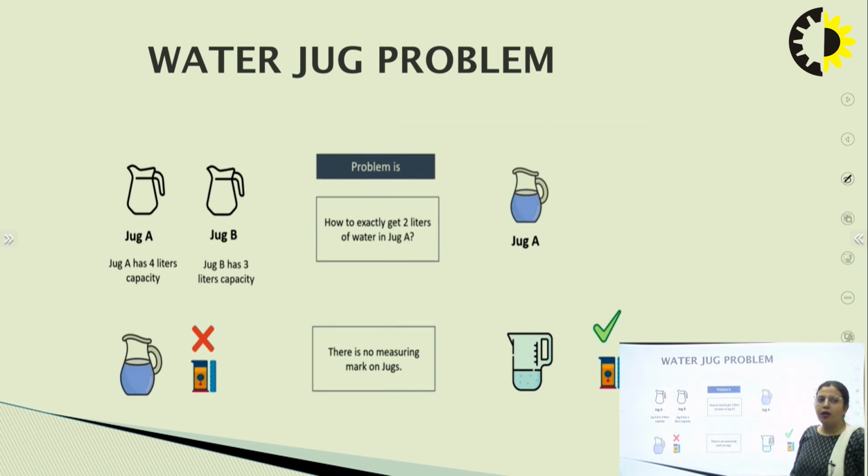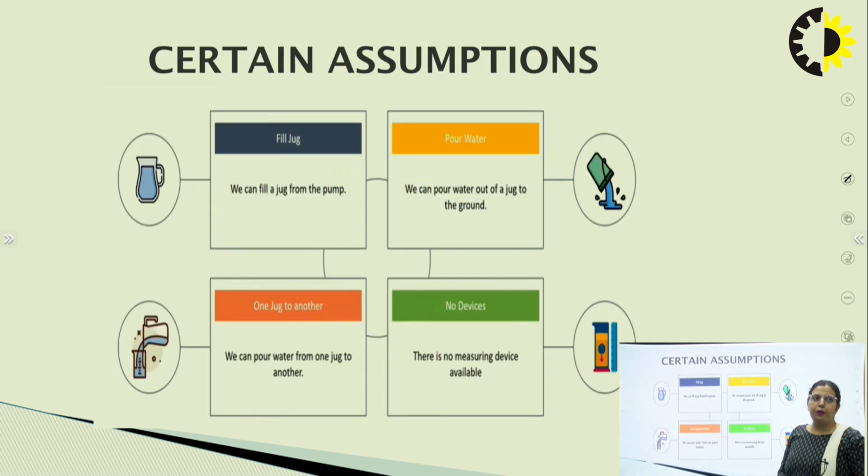So how can we solve that particular problem? To find the solution, there are some assumptions that you need to follow. The first one is we can fill a jug from the pump. We can pour the water out of the jug onto the ground. We can pour the water from one jug to another jug, and there is no measuring device.